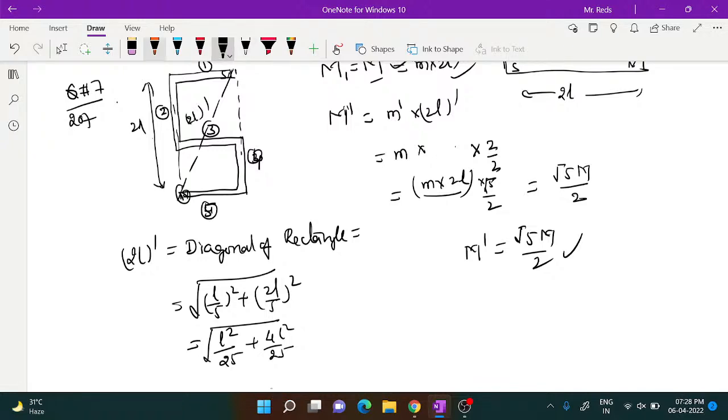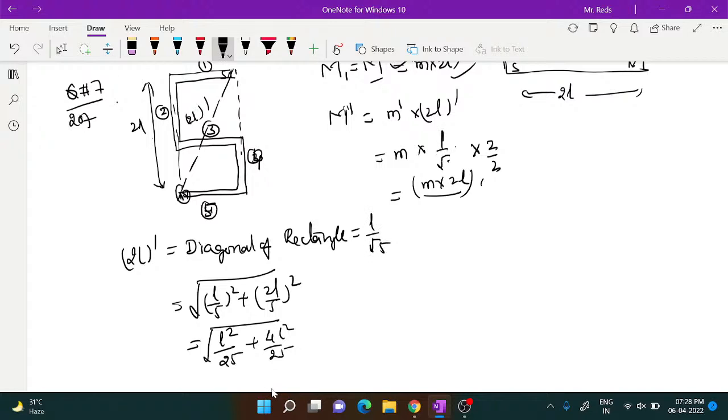So everywhere you have to just do a small simplification. So it is L by root 5. So this is L by root 5. But we know M into 2L is capital M. For that purpose again we have to do it. So this is M into 2L by 2 root 5. 2 root 5, right? Yes. So we can say M dash is equal to M by 2 root 5.